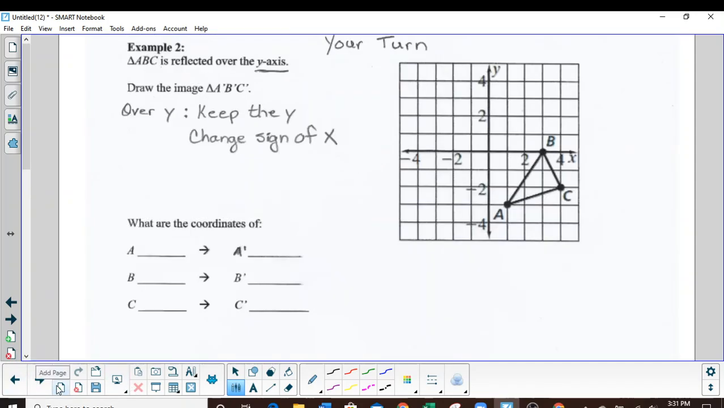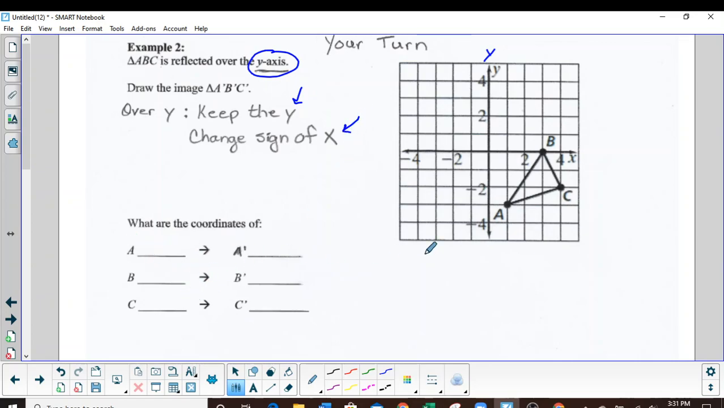Okay? Now I think we're going to do one on our own here. Let's go with, all right, it says we're going to reflect over the y. Okay? So here's the y-axis. What we're going to do is we're going to take this triangle and flip it over this way. But you can't just slide it. That's a translation. We're going to flip it over here. So when we're going over the y, look what we do now. We're going to keep the y coordinate and change the sign of the x.